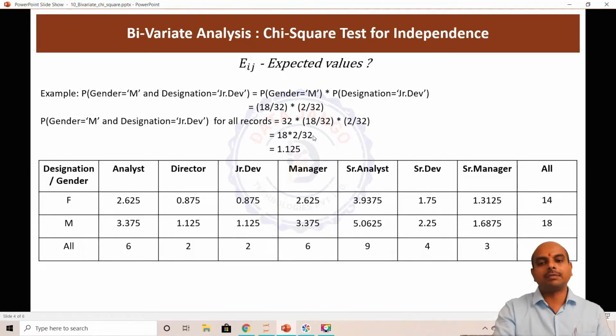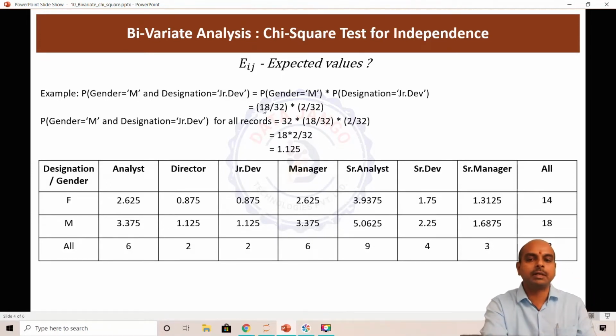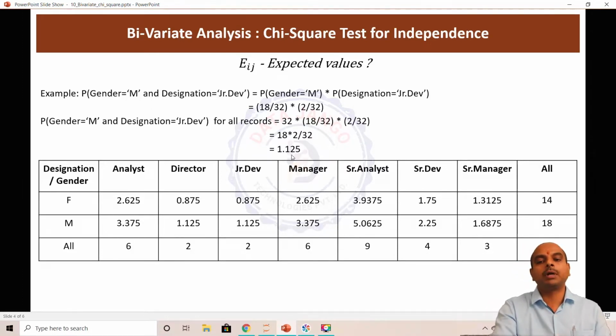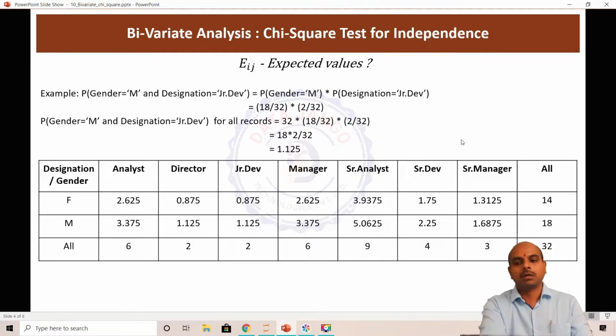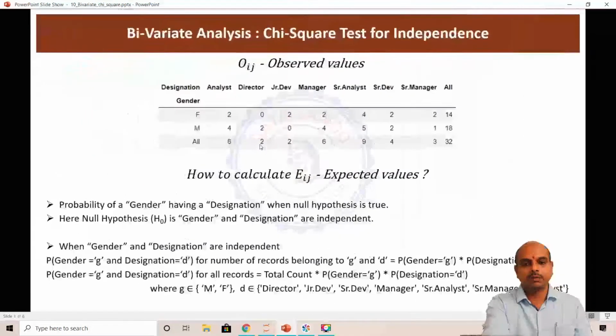If you want to calculate for all 32 records, you need to multiply this probability with 32. So that's what we did: 32 into 18 by 32 into 2 by 32. That actually is equal to 18 into 2 by 32. The value is 1.125. Like that, we calculated the expected values for all the combinations. Okay, here also we have got 32 as total, because it is the total number of people, and here it is the count in the original values.